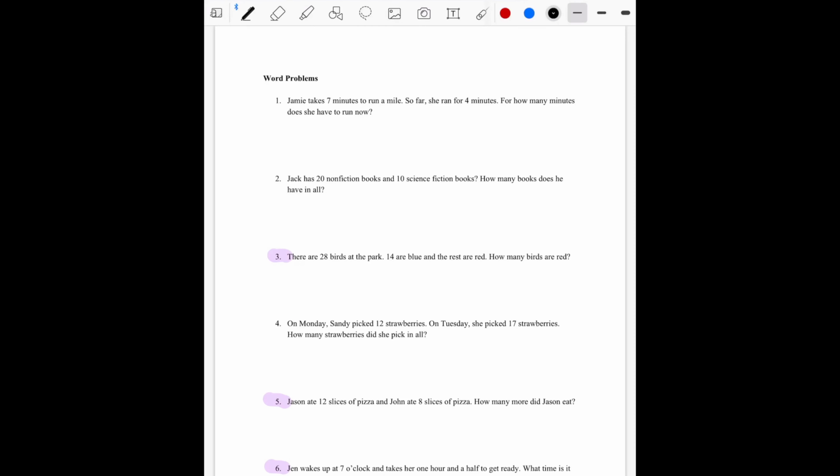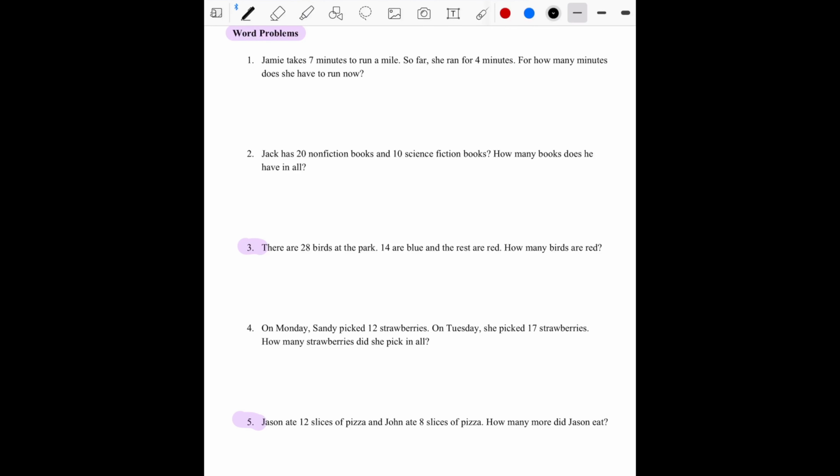Alright guys, we're moving on to word problems. Now I know a lot of you guys don't like word problems because they seem a bit intimidating, but I promise you guys, once you figure them out, it's super easy. So let's get started with number 3, and I'm going to first start by reading the question.